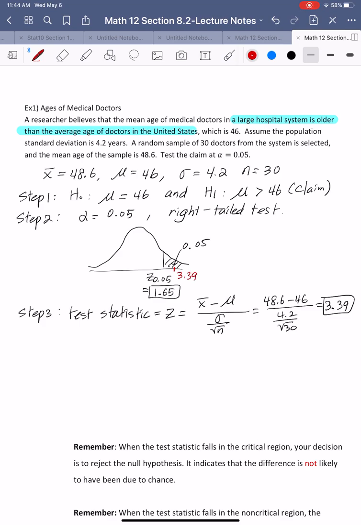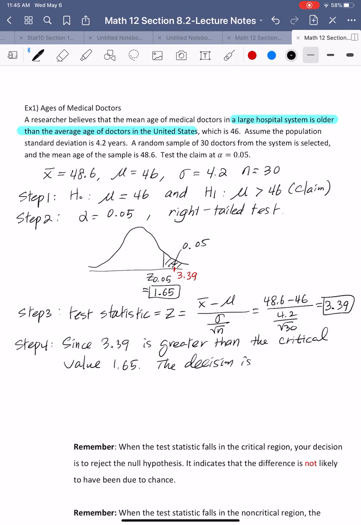Okay, so in step 4, since 3.39 is greater than the critical value, which is 1.645, the decision is to reject the null hypothesis.